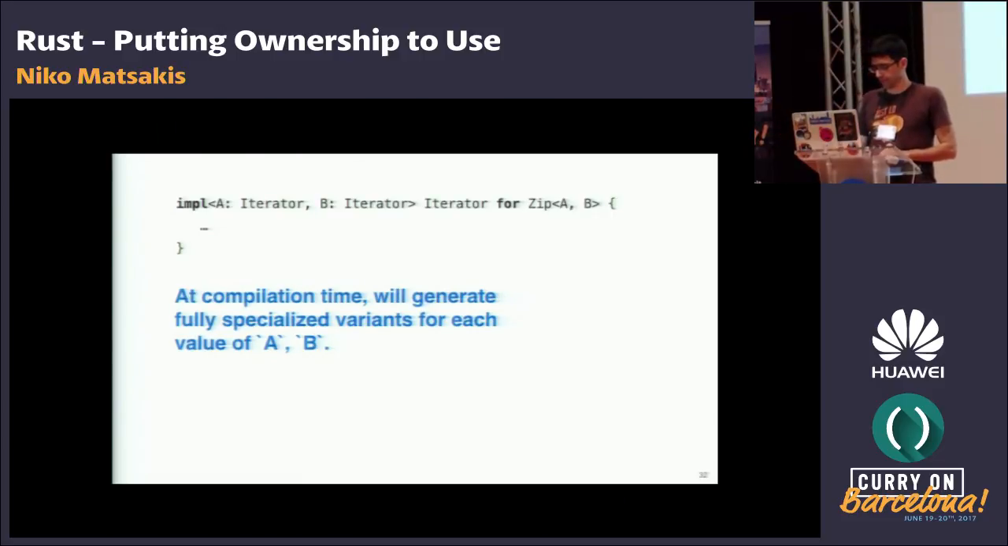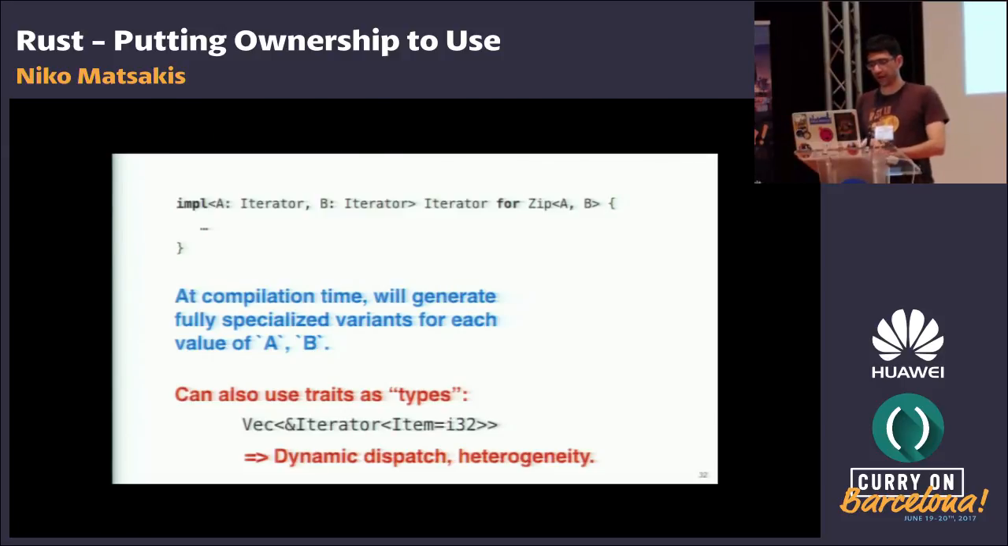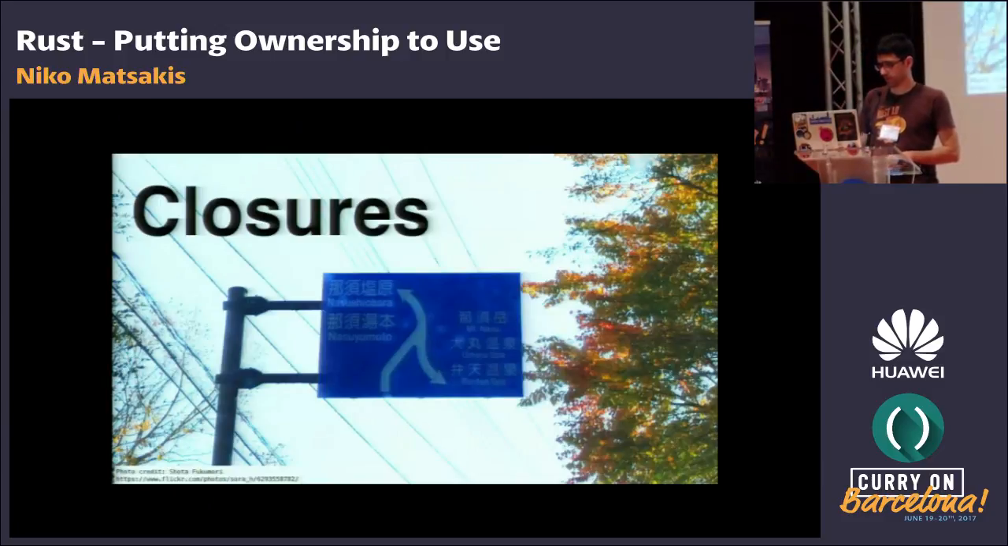Now, sometimes you don't want that. And we do allow you to use traits as types, which gives you more like an object that you can invoke with dynamic dispatch. This is less common in practice. Okay, so that was the trait system kind of in a nutshell.